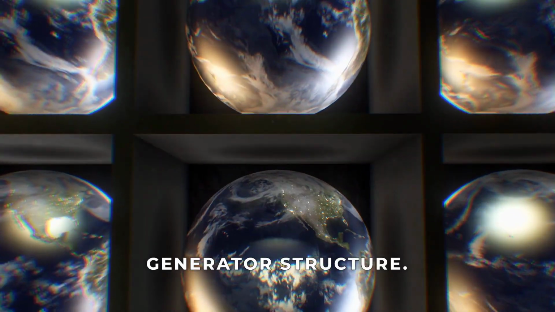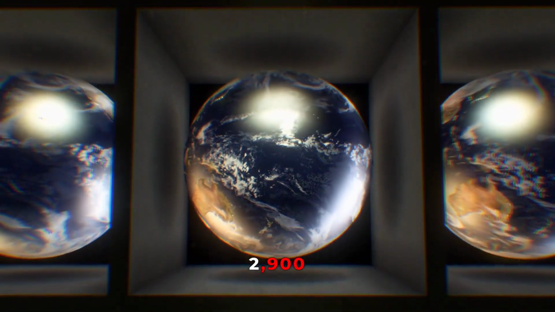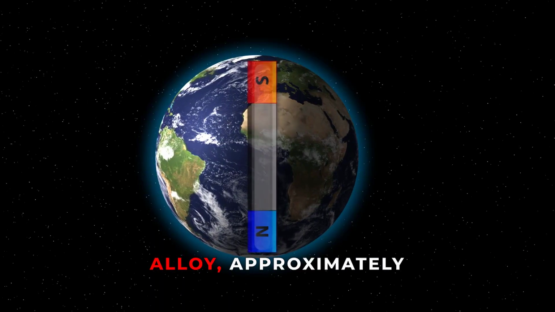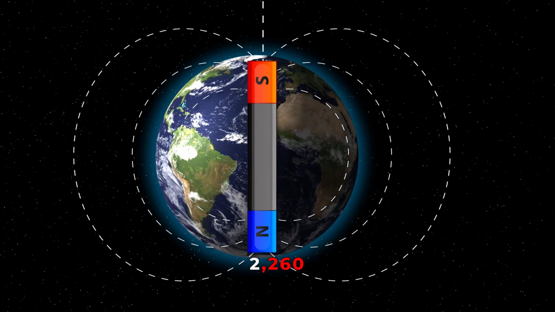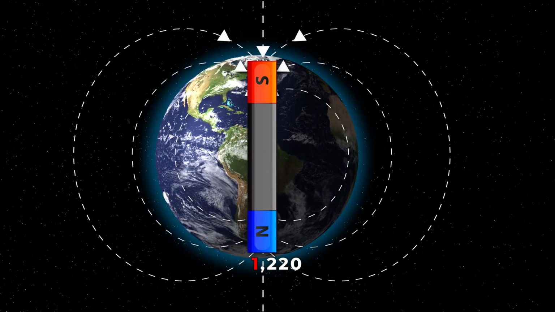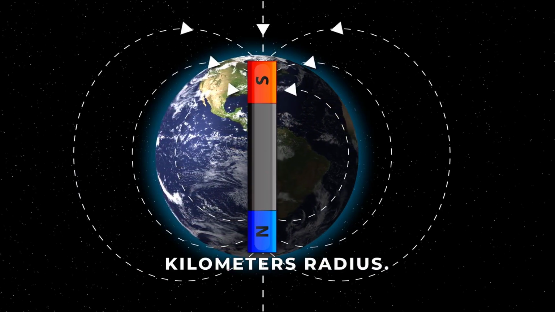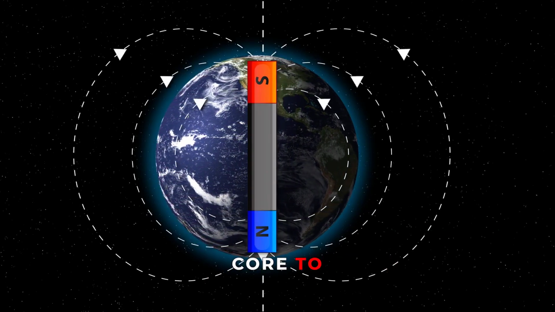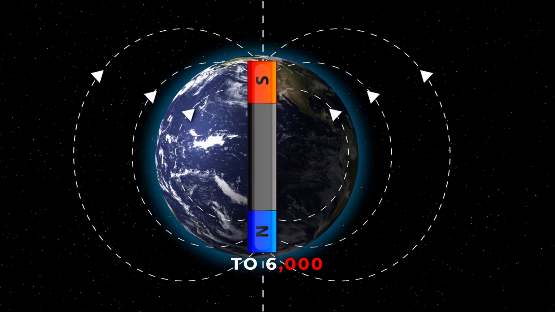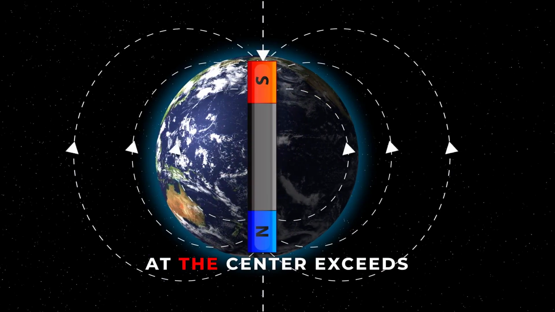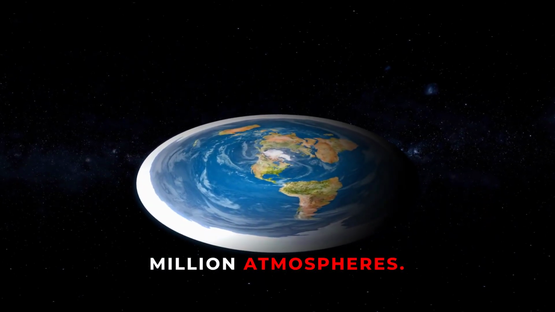2. The core, a planetary power generator. Structure. Earth's core begins about 2,900 kilometers below the surface. Outer core: liquid iron-nickel alloy, approximately 2,260 kilometers thick. Inner core: solid iron-nickel sphere, approximately 1,220 kilometers radius. Temperatures in the core range from approximately 4,000 degrees Celsius in the outer core to possibly 5,500 to 6,000 degrees Celsius at the center, comparable to the surface of the sun. Pressure at the center exceeds 3.6 million atmospheres.